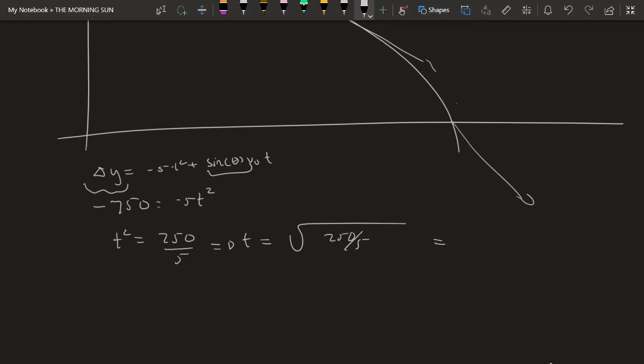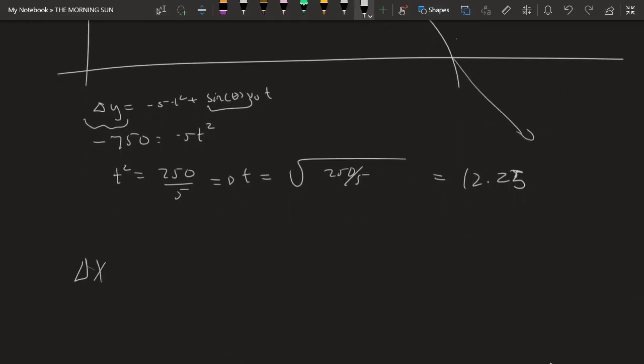Using a calculator, we should get, oh my god, I don't know how to use a calculator. Nice. We're gonna get 12.25 seconds. Great. Now they're like, find the horizontal distance that should be between the plane and the target before the plane releases the bomb.